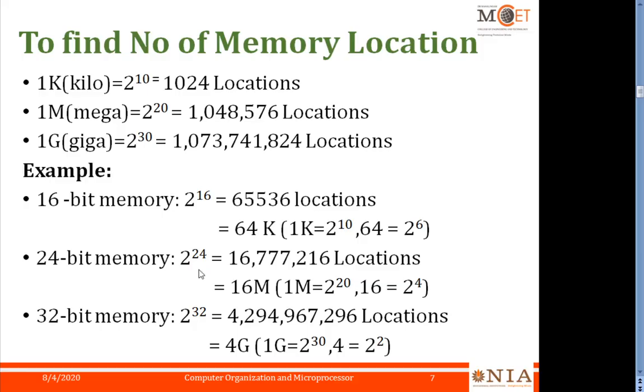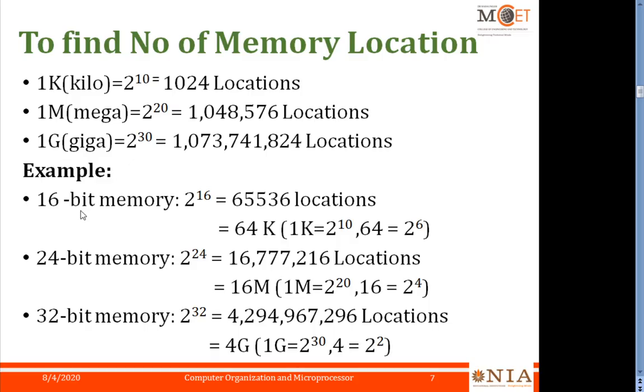Now we will see how to find the number of locations in the memory. For example, if we have 10 address bits, then we will have 2 power 10, which is equal to 1024 locations, that is 1K. If we have 20 address bits, then we will have 2 power 20 locations, which we represent as 1 mega. Likewise, 2 power 30 we represent as 1G or 1 giga.